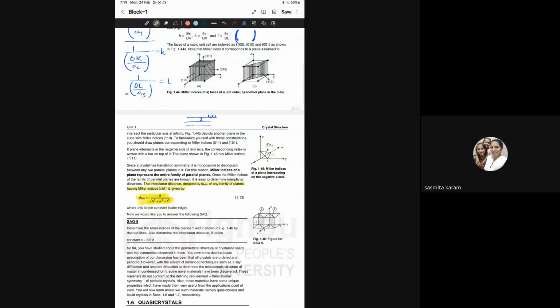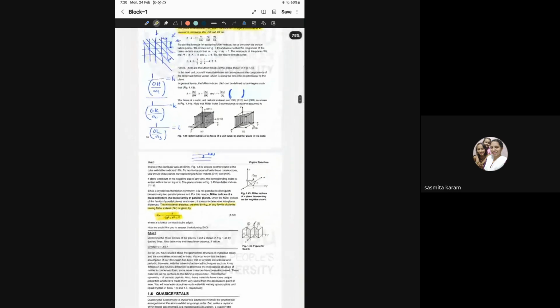Is it clear? Miller index, how to find Miller index? Is this part clear to everybody?